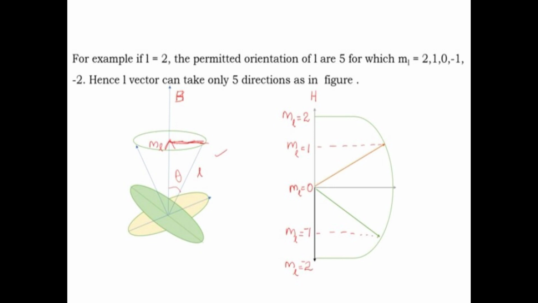Magnetic spin quantum number. This is the projection of the spin vector S along the direction of the magnetic field. The spin angular momentum can assume only two possible positions with respect to the magnetic field. It may be parallel or anti-parallel. Ms can have only two values, plus 1 by 2 or minus 1 by 2.